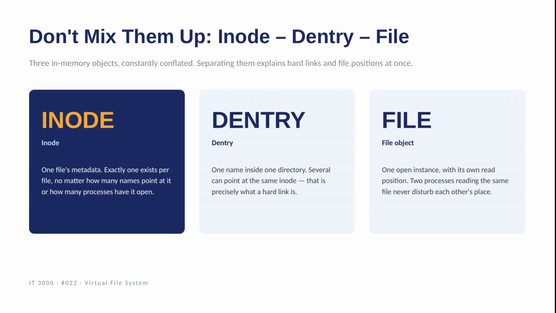Now, to really understand how VFS works, you need to separate three objects people constantly smash together. The inode is the file itself, its metadata, its identity, and there's exactly one per file, regardless of how it's named or who has it open. The dentry is just a name inside a directory. When two dentries point at the same inode, that's a hard link. Nothing more mysterious than that. And the file object is a single open instance carrying its own read position, which is why two processes reading the same file never trip over each other's cursor.